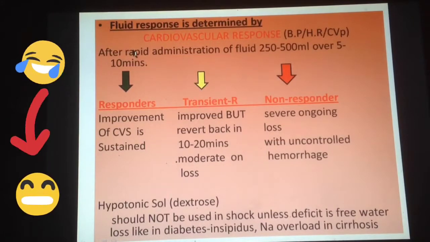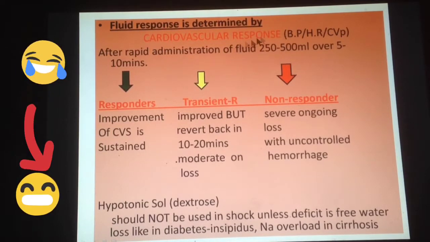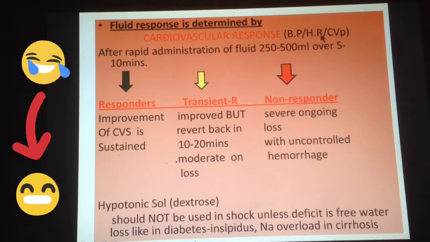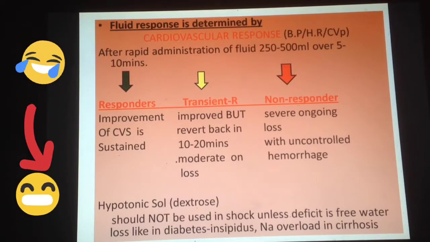Now, how do you know that your fluid is working on that patient? This is determined by cardiovascular response. In cardiovascular response, we assess the blood pressure every 15 minutes, the heart rate, and the central venous pressure. The fluid given to the patient is approximately 250 to 500 ml over 5 to 10 minutes. Then, after 15 minutes, we assess the patient, and the patient is classified as a responder, transient responder, or non-responder.